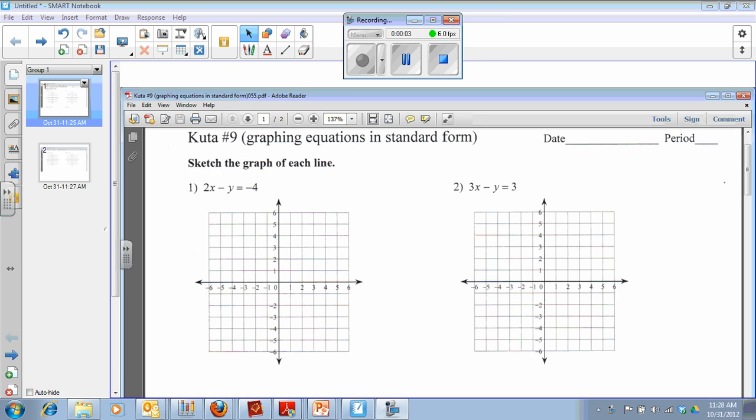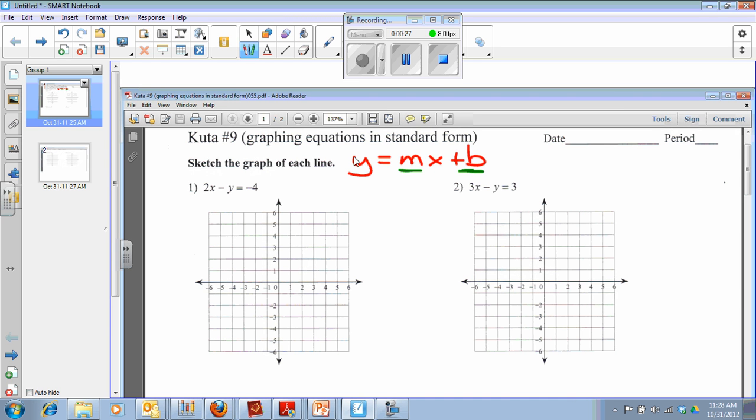This video goes with Kuta handout K9, so for those students that are having trouble. We want to convert something in standard form to what we call slope-intercept form, which is y equals mx plus b. And the reason why we want to do this is because if we have our slope and we have our y-intercept, it's very easy to graph the equation.